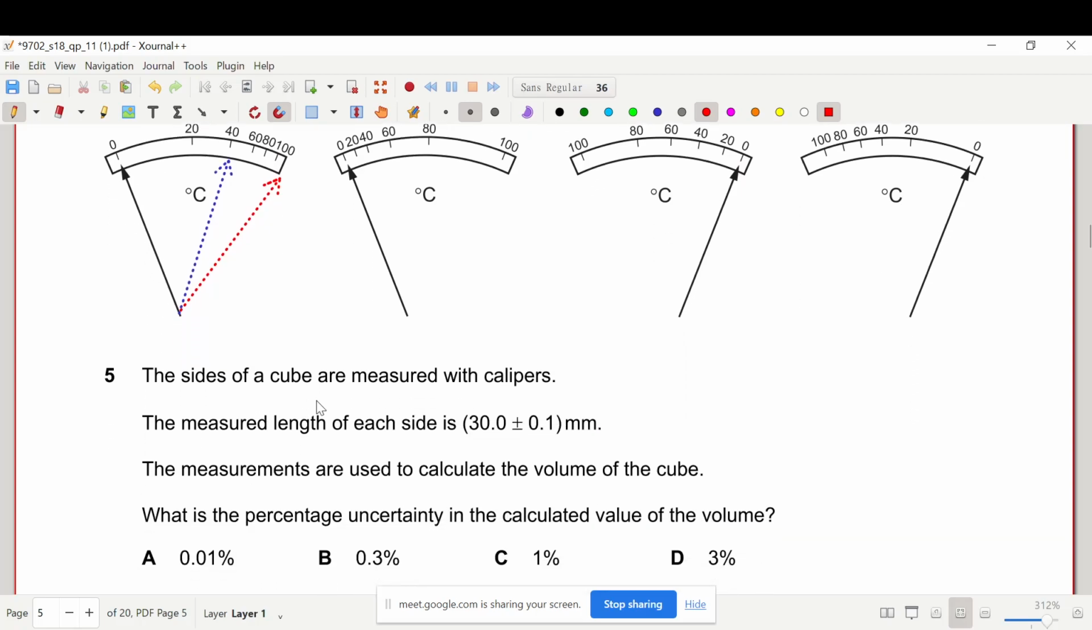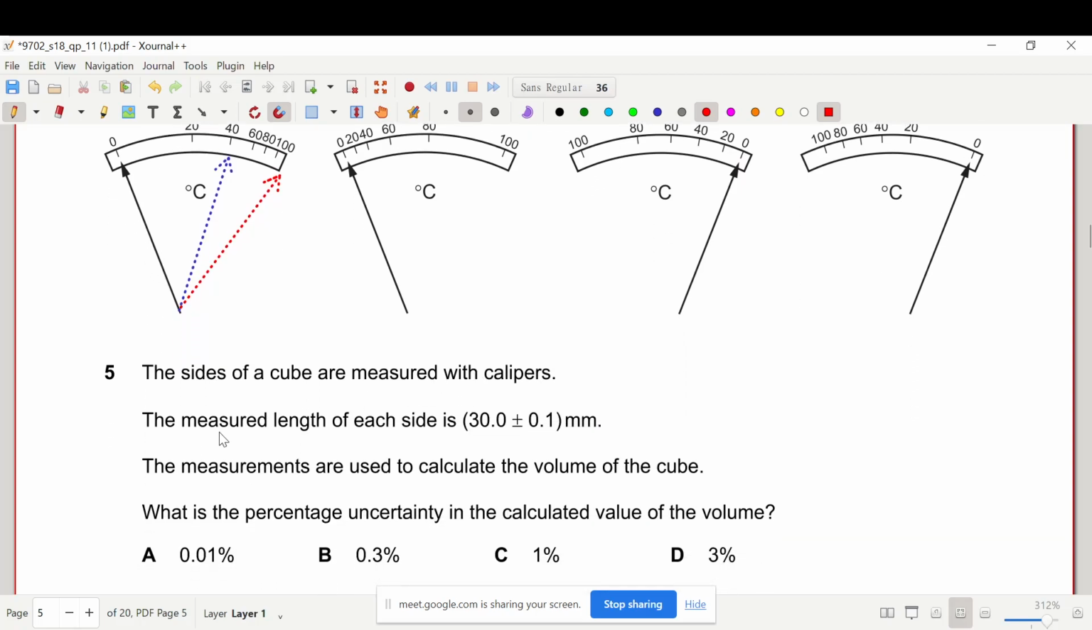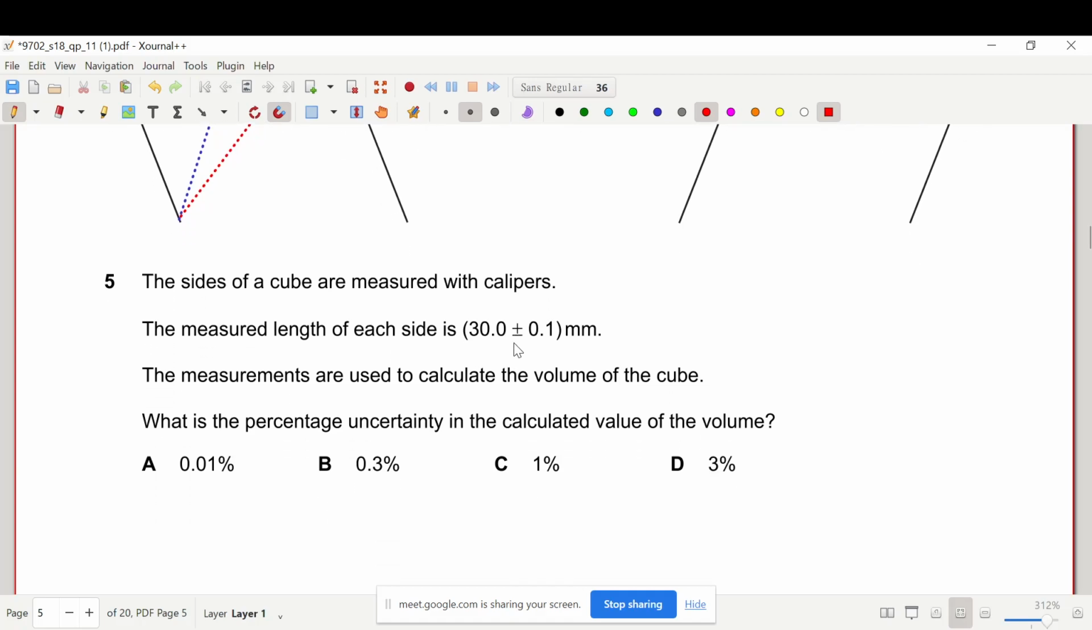The sides of a cube are measured with caliper. The measured length of each side is 30 plus minus 0.1 millimeter. The measurements are used to calculate the volume of the cube. What is the percentage uncertainty in calculate the volume of the cube?